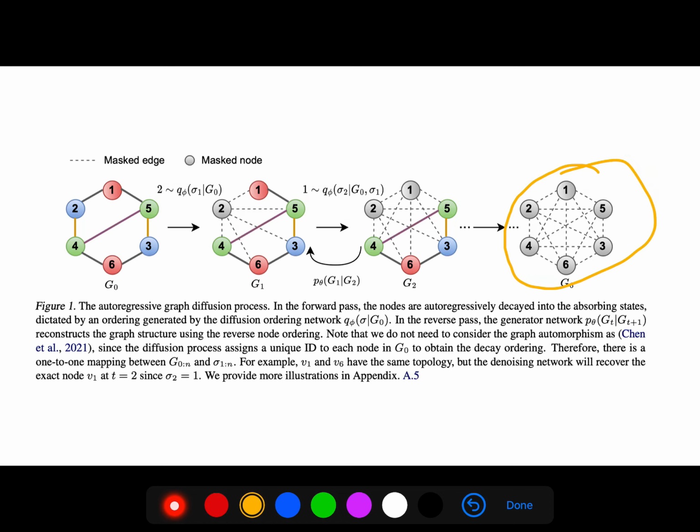So we have an ordering generated by the diffusion ordering network. So we say, for example, we draw 2. So we say node 2 should be masked. So it's one at a time. That's why these autoregressive methods are very slow, because it's just one at a time. Note that we do not need to consider the graph automorphism, since the diffusion process assigns a unique ID to each node to obtain the decay ordering.